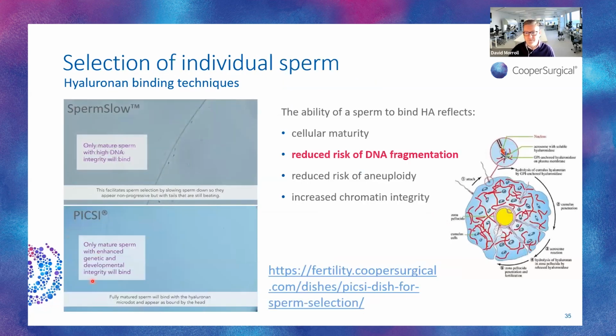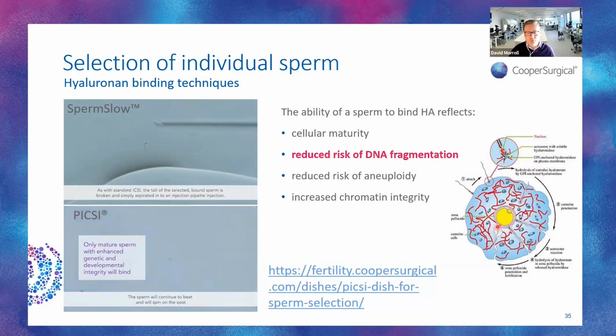Now, the other way of looking at sperm is to use hyaluronan binding, and you're probably aware that hyaluronan is the principal extracellular component of the cumulus mass. Sperm bind to it naturally during penetration of the cumulus, and a whole range of studies have demonstrated that the ability to bind hyaluronan is linked to the maturity of the sperm, the reduced risk of DNA fragmentation, reduced risk of aneuploidy, and better chromatin integrity.